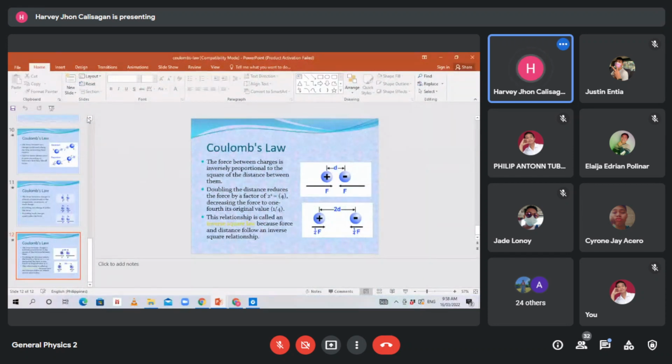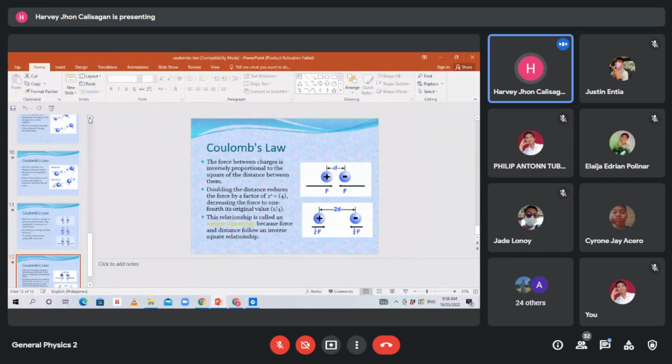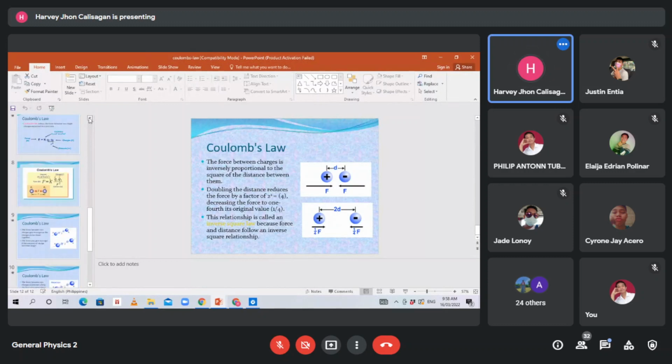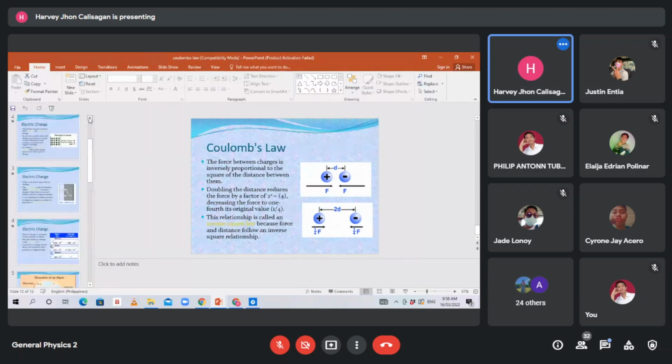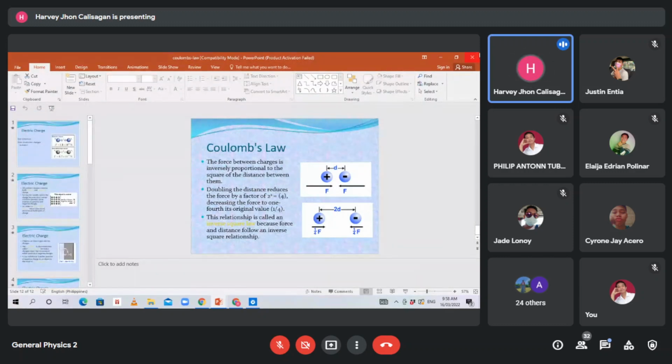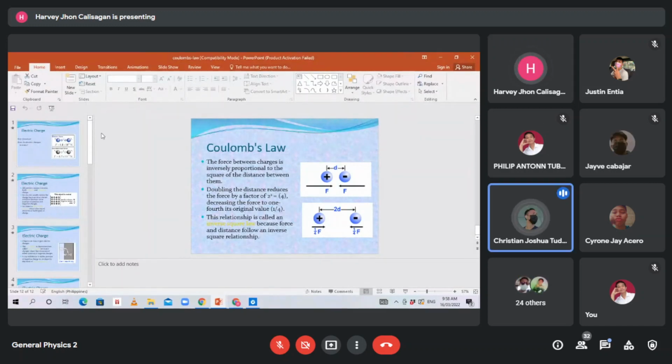Any question about potential difference and Coulomb's law? None, sir. None. Okay. Is this on Thursday, in school? Yes, sir.